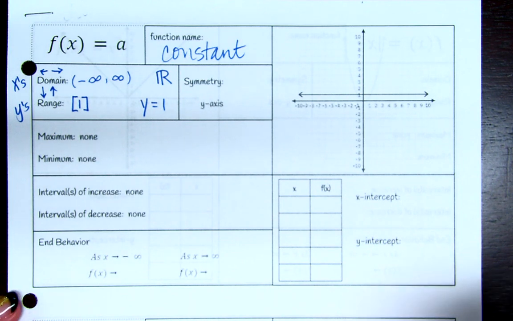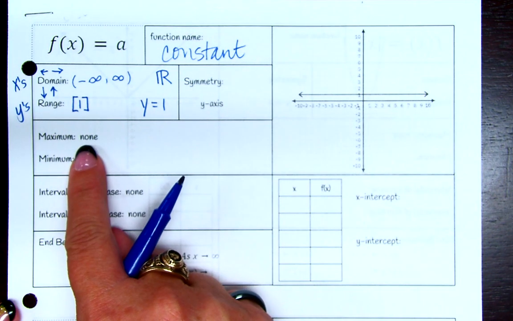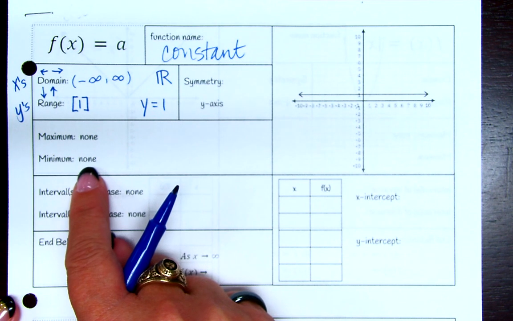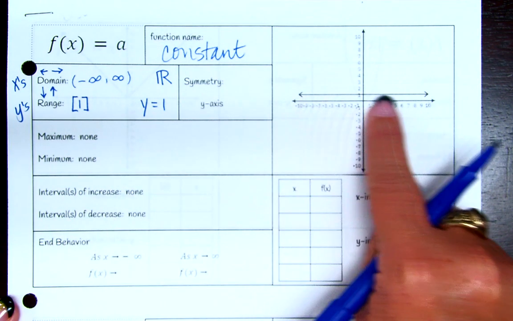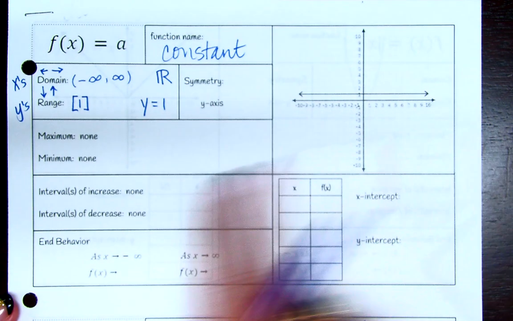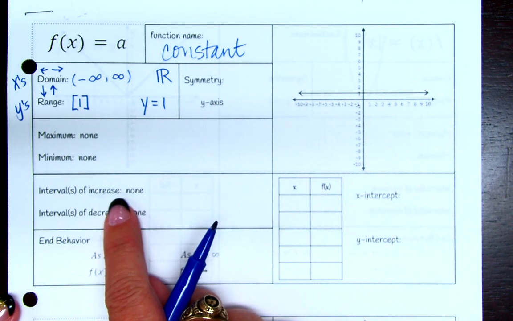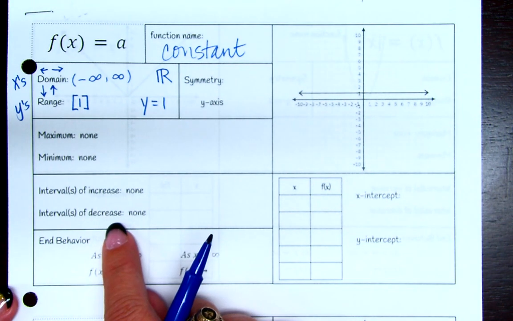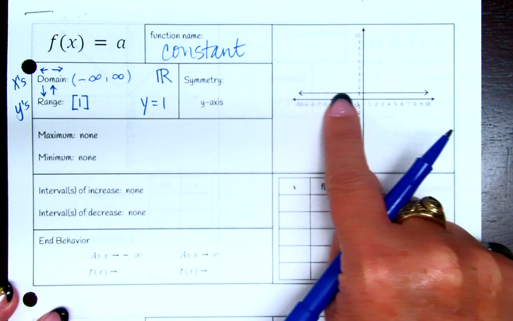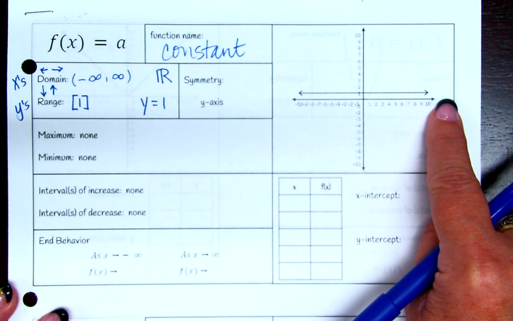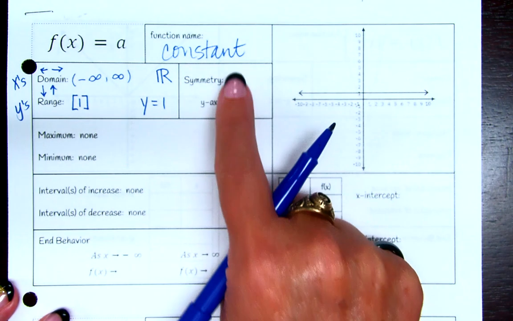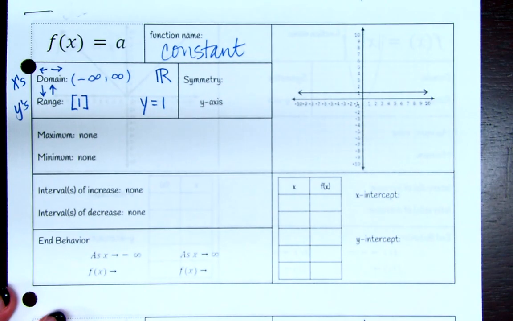Okay. Notice that I put no maximum or minimum. Why is there no maximum or minimum? Is there a highest point on this line? Is there a lowest point on this line? No. Also notice the intervals of increase or decrease. If I move from left to right across the graph, is this line increasing or decreasing at all? No, it's staying what? Constant. Oh, guess why it's called constant? Oh, there you go. Okay.